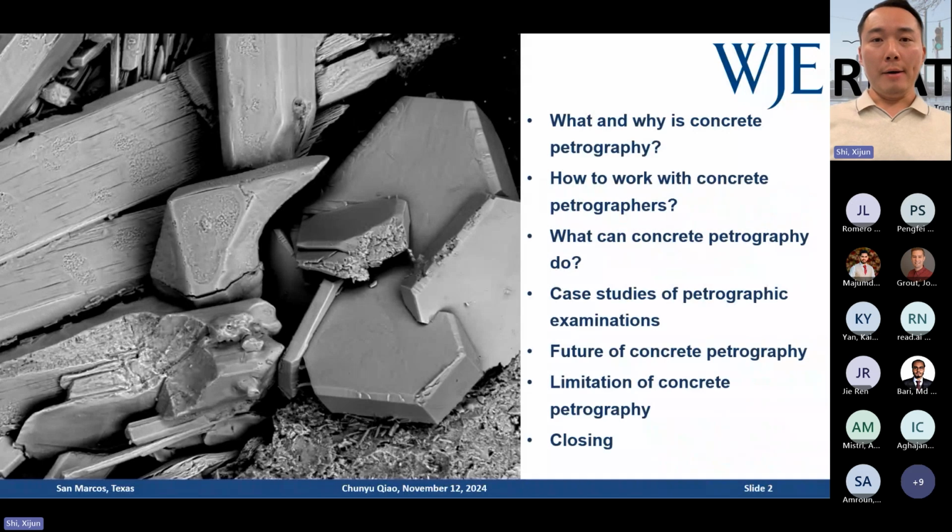So my presentation will be divided into several small sections, as I mentioned. What and why is concrete petrography, how to work with petrographers, and what can concrete petrography do. Case studies of petrographic examinations will be the second section, and then future concrete petrography, limitations, and closing remarks.